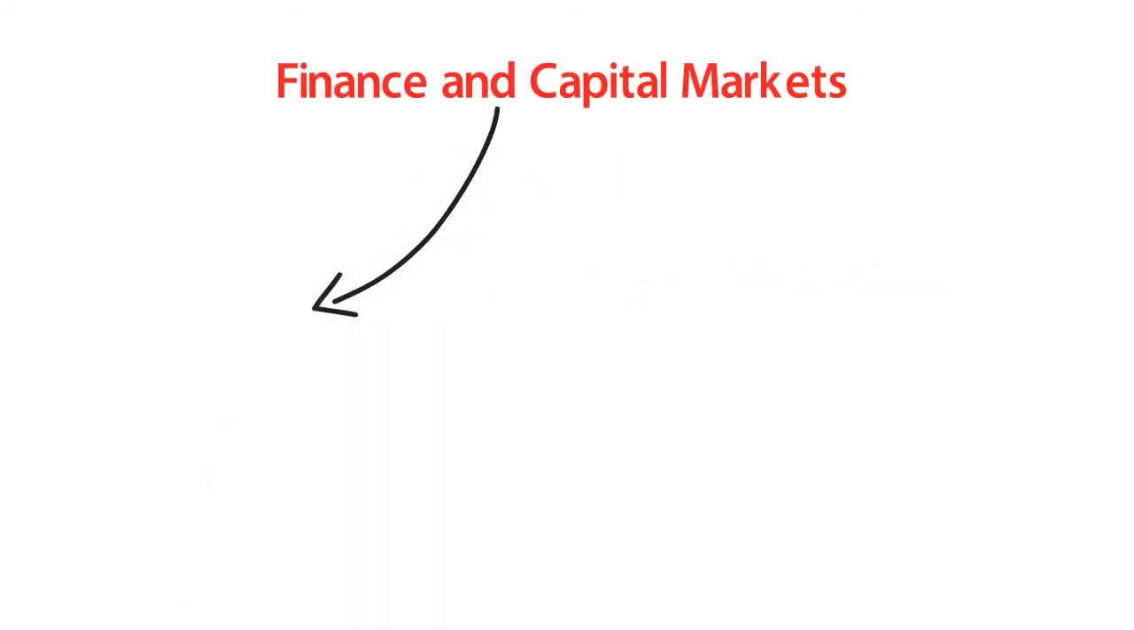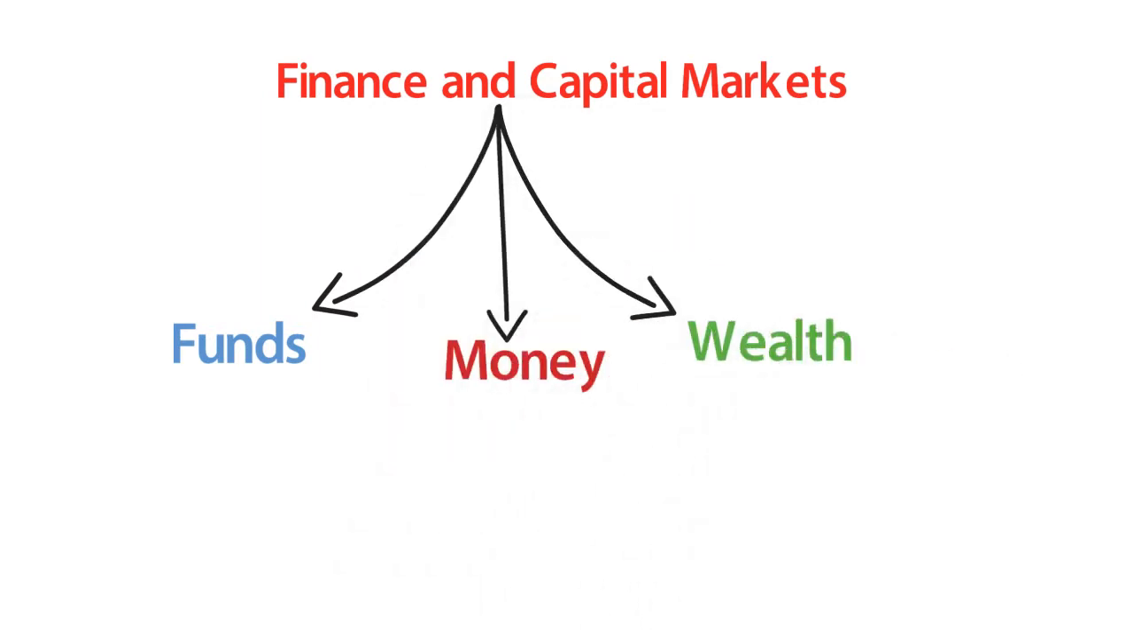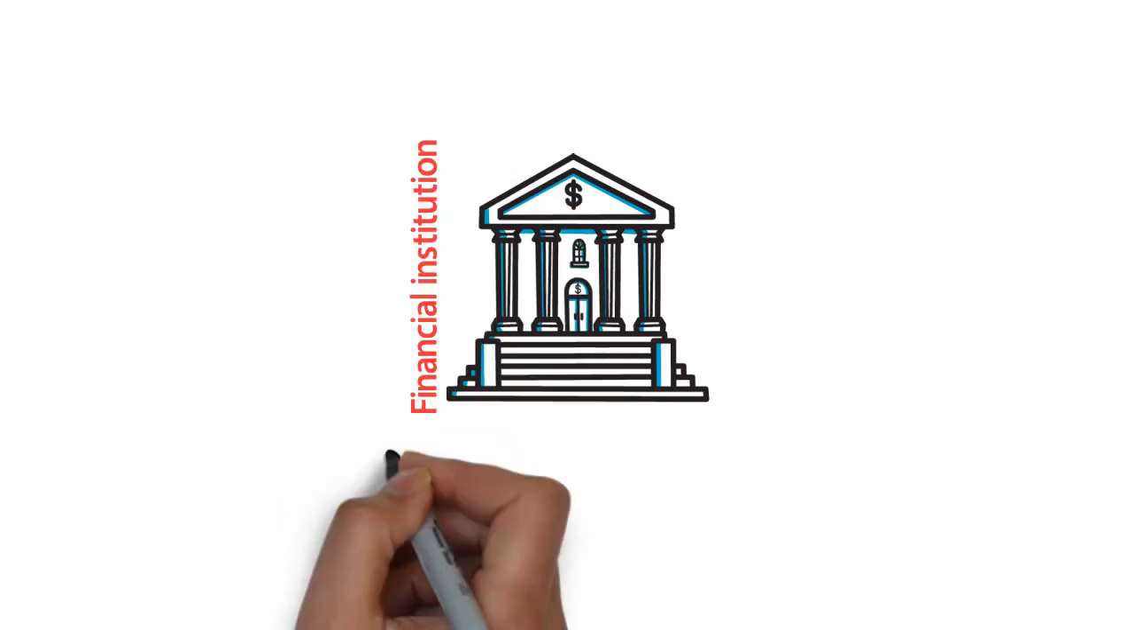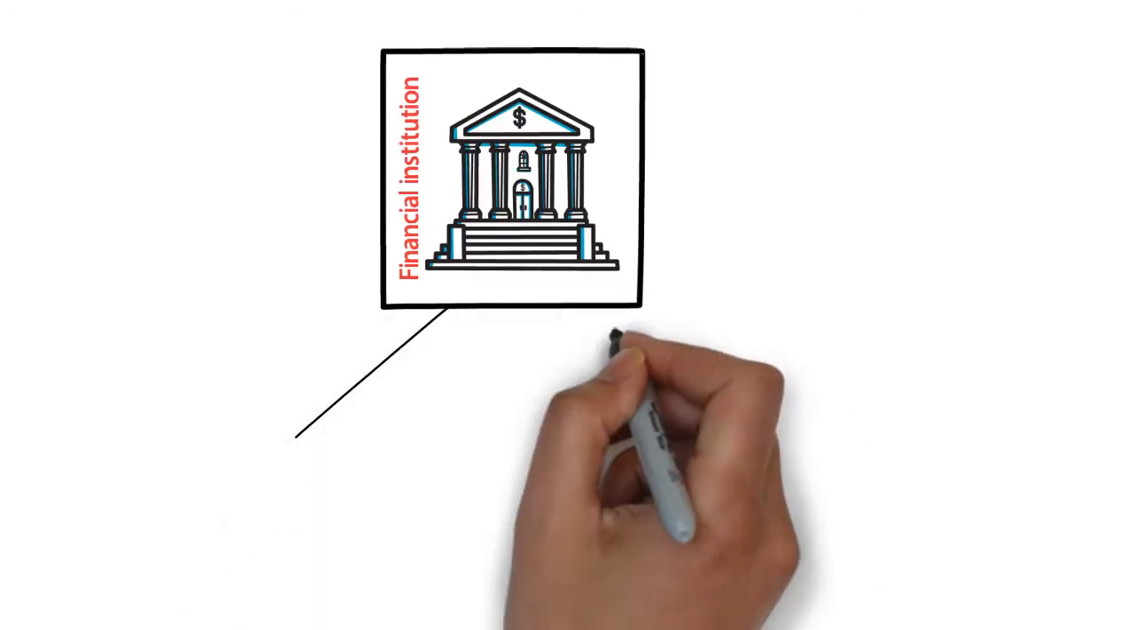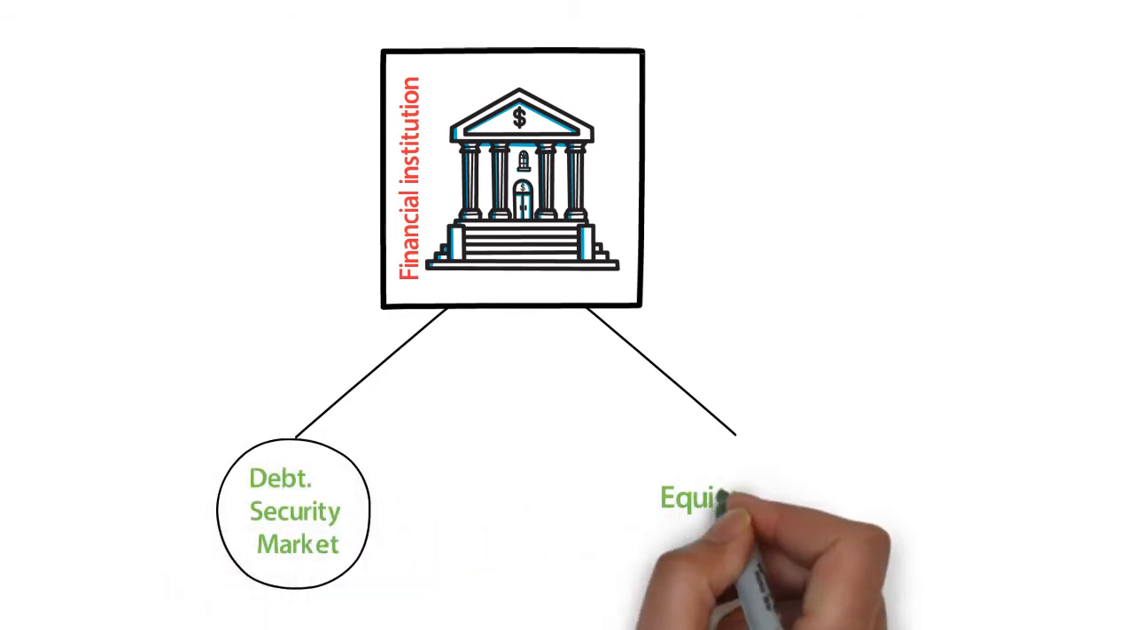Finance means funds, money, wealth, etc. Whenever anyone needs these things, they go to a financial institution like a bank. The financial institutions like banks, exchanges, financial intermediaries, and private agencies are collectively called capital markets. There are two types of financial markets. One is the debt security market and the other one is the equity security market.